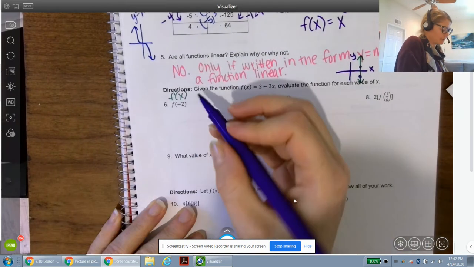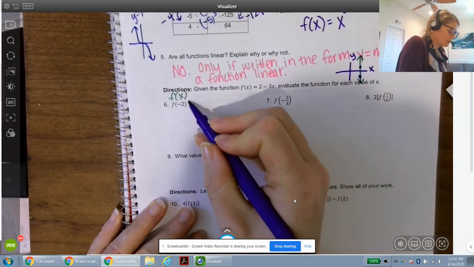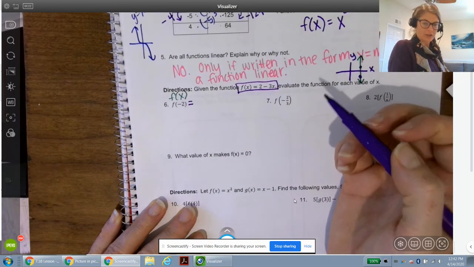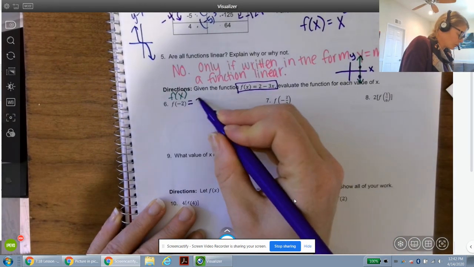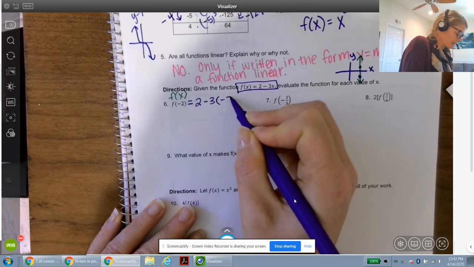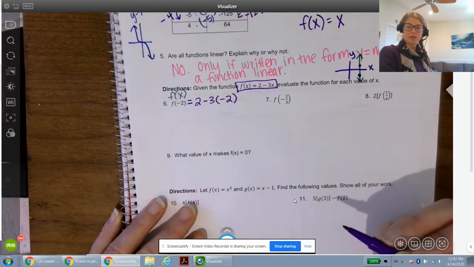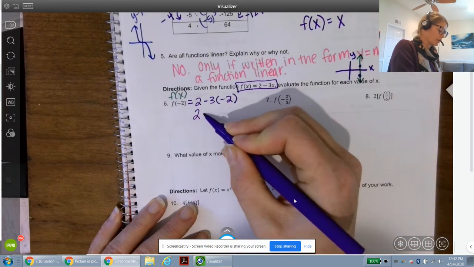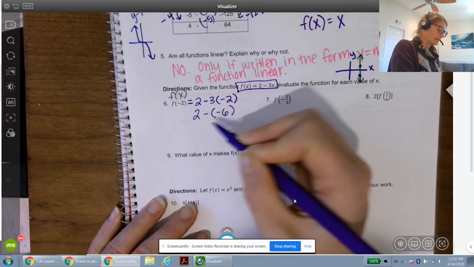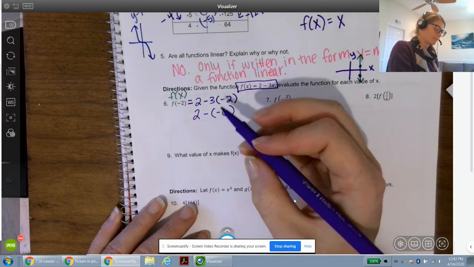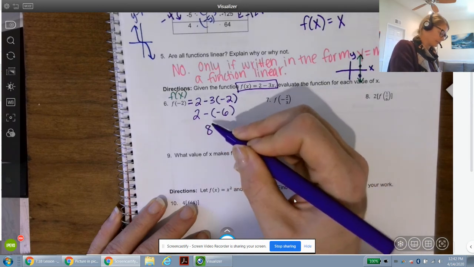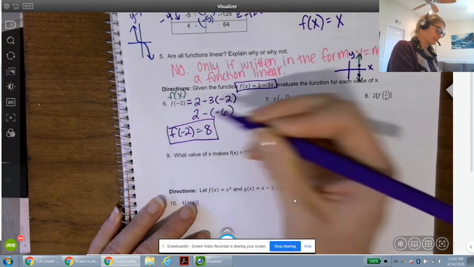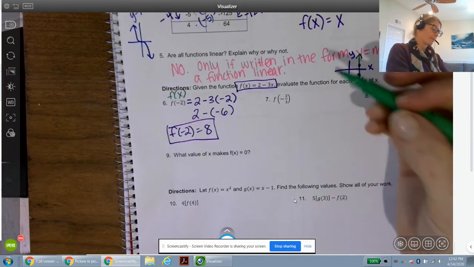So f of -2 is going to be equal to, because we defined what f of x is in the directions, 2 minus 3 times -2. Now all you have to do is use your order of operations, multiply first, 2 minus -6. 2 minus -6 is 2 plus 6, and you get 8. So f of -2 is equal to 8. Cool, let's look at the next one.